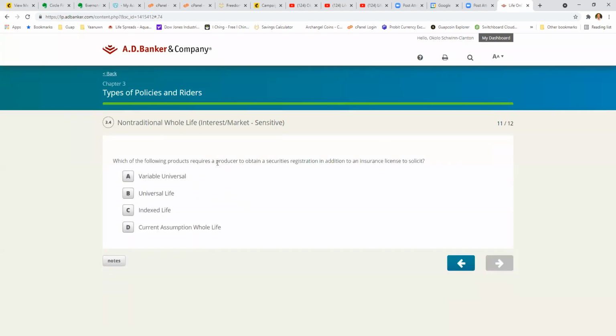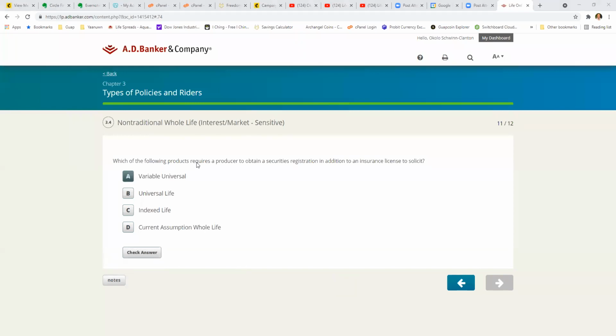Which of the following products requires a producer to obtain a securities registration in addition to an insurance license to solicit? One of you guys I know knows this. Variable, universal, indexed, or current assumption whole life. Which one requires a securities license, an SEC license to be able to sell securities? Variable. That's right.